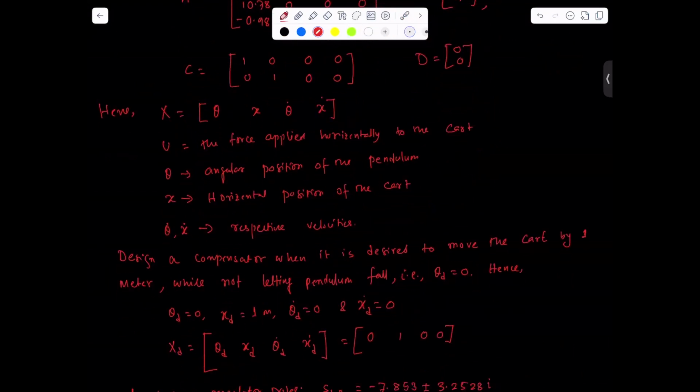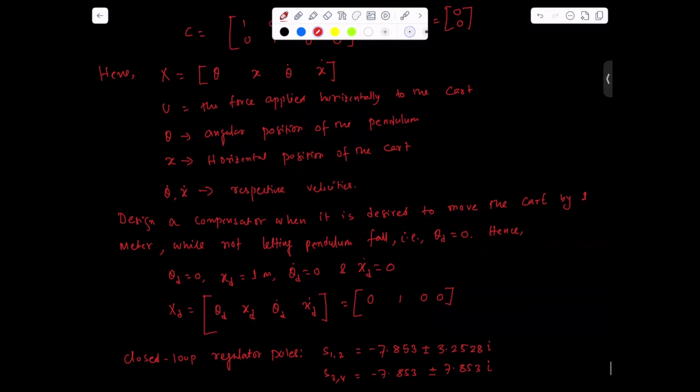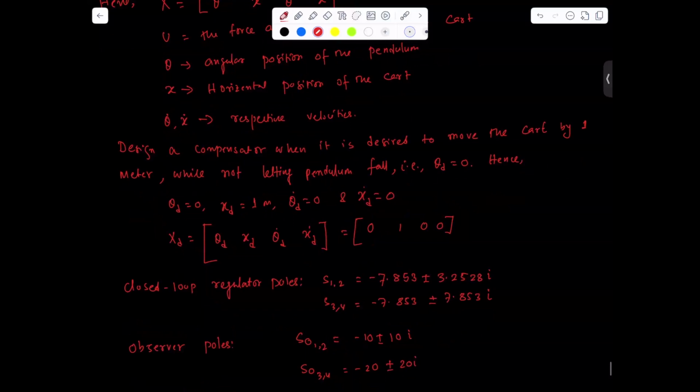The states to be controlled are theta, x, theta dot, and x dot. Here u is the force applied horizontally to the cart. Theta is the angular position of the pendulum, x is the horizontal position of the cart, and theta dot and x dot are the respective velocities of theta and x. The question is to design a compensator, desired to move the cart by 1 meter while not letting the pendulum fall.